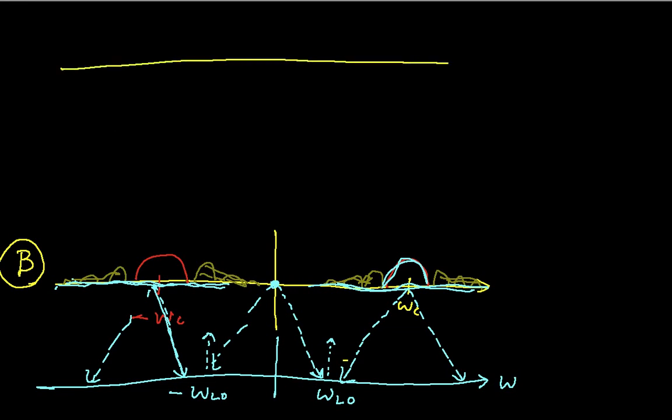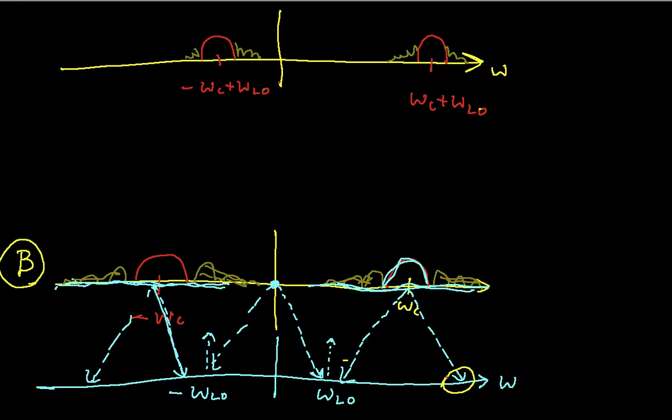So the copy that shifts everything to the right, I've now got the station that I'm interested in up here, and this is at omega C plus omega LO. I've got another bump up here, which is at minus omega C plus omega LO, and these guys still have all the garbage following them around from the other radio stations.